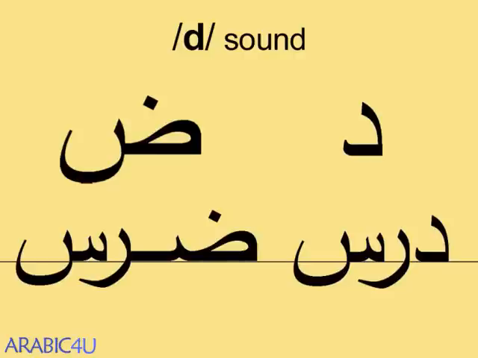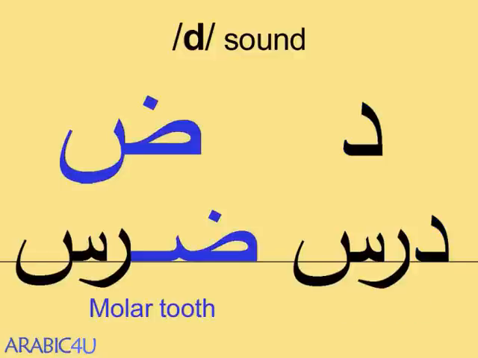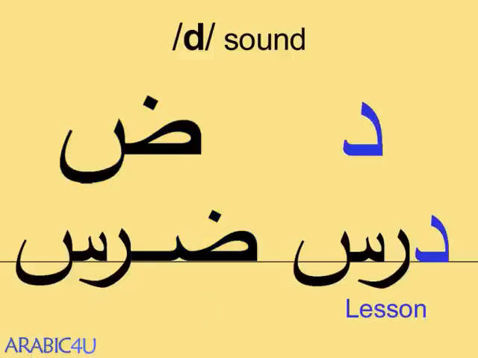Let's see them in these two words now. So this word is pronounced darsun. Darsun, correct. And the other word is pronounced darsun. So da and da.